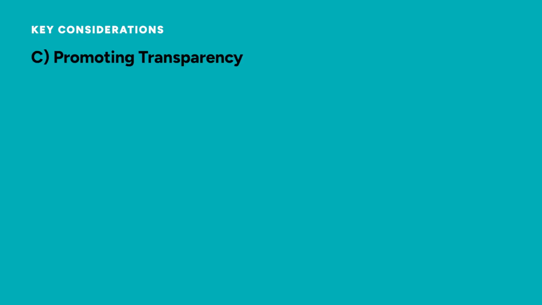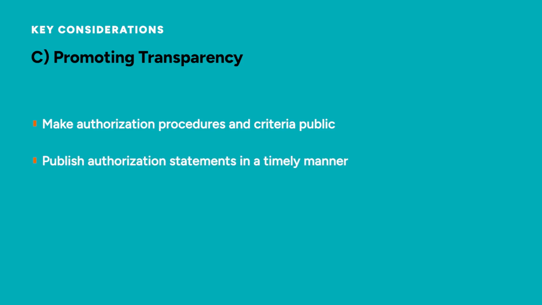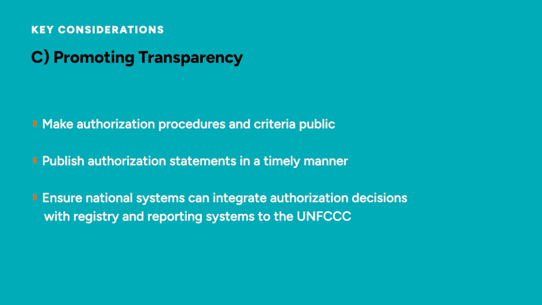C. Promoting transparency. Make authorization procedures and criteria public. Publish authorization statements in a timely manner. And ensure national systems can integrate authorization decisions with registry and reporting systems to the UNFCCC.